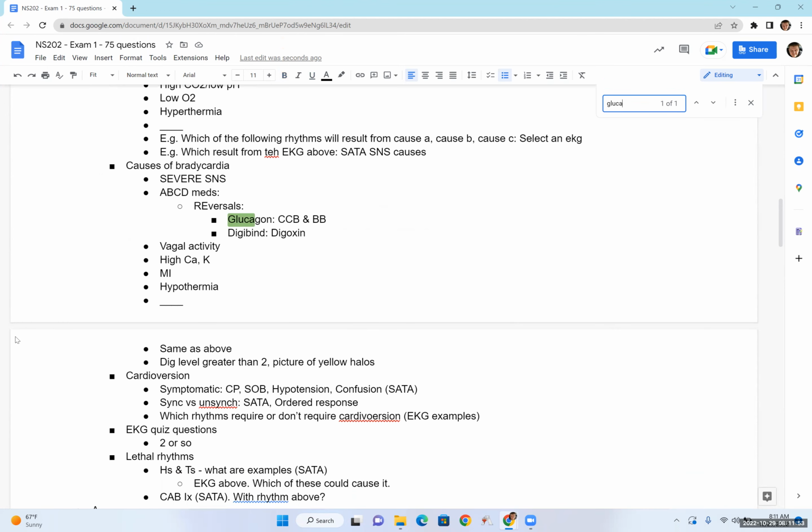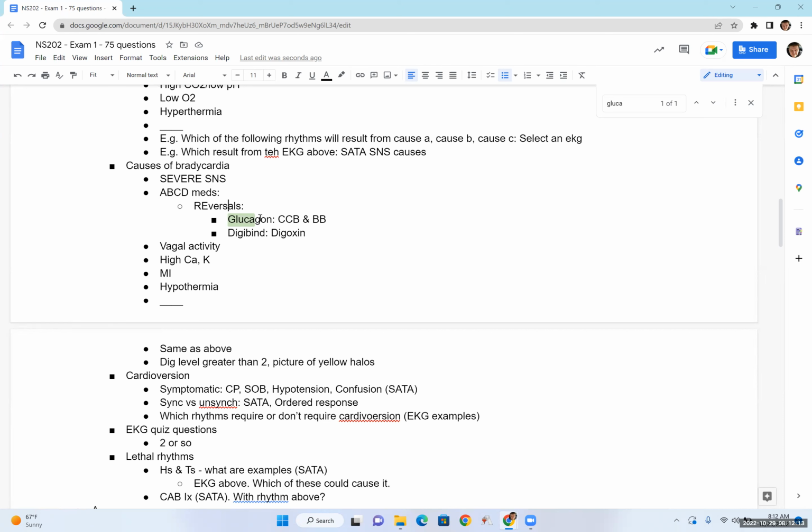There it is. Thank God for Control F. All right, so ABCD meds. Glucagon for calcium blockers and beta blockers, and digoxin needs what? Digibind, right? So that would mean you probably need a reason for a pacemaker. Maybe hopefully that could work, but sometimes it doesn't, right? So they might have something else underlying, right?